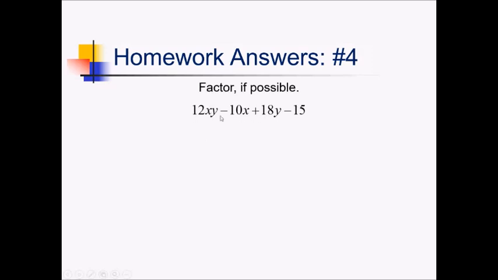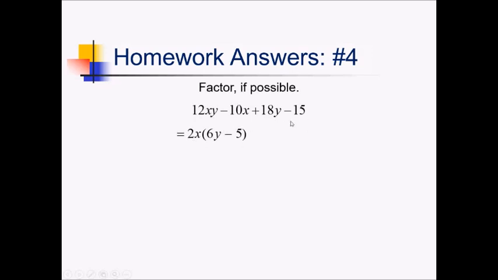So for the first 2 terms, I can take out a 2 from both of those, and also an x. They both have an x. So taking out 2x, 12xy divided by 2x leaves me with a 6y in parentheses. And then negative 10x divided by 2x, that reduces to a negative 5 in the parentheses.